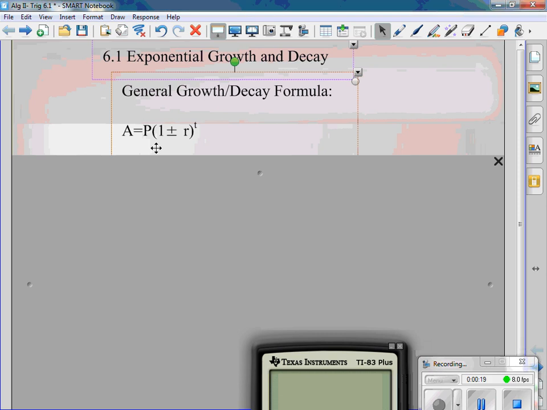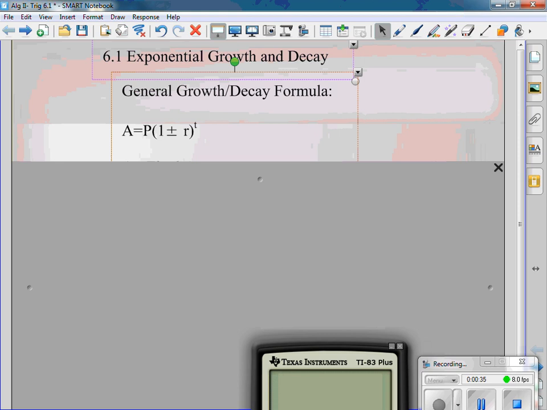There's actually two formulas inside of here. One of them's plus, one of them's minus. Which one do you think growth goes with? Plus. Why? Because it's growing. Decay is going to be the minus.